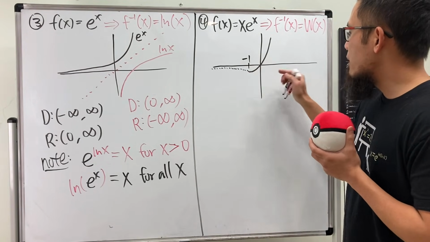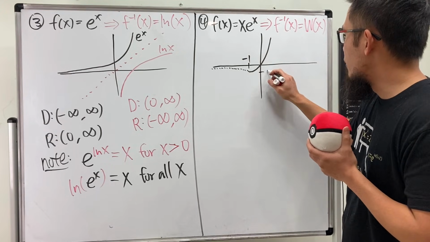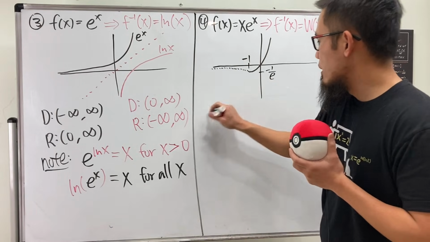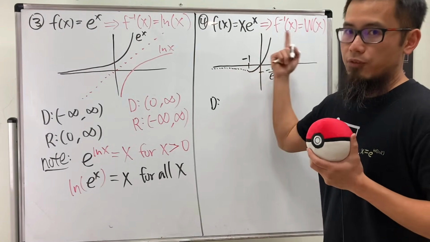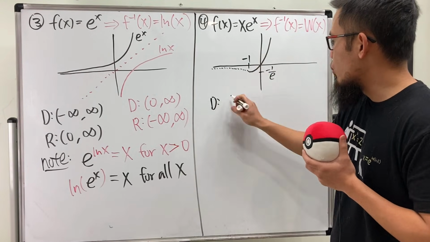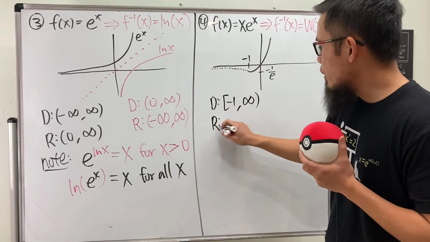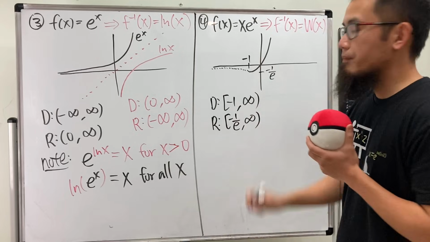And then the corresponding minimum value for the function is -1/e. So let me just put that down right here for you guys. So have a look. In this case though, the domain to have the inverse for this function will be going from -1, including -1, to infinity, and then the corresponding range will be going from -1/e to infinity.